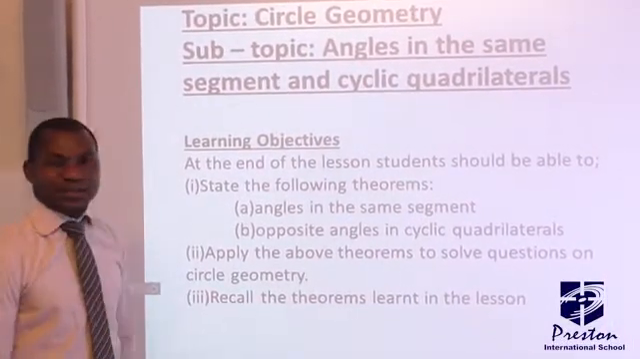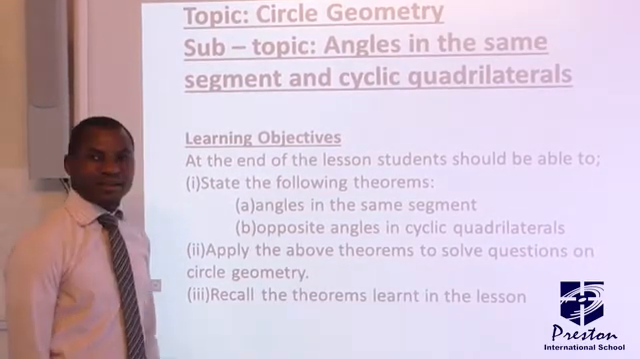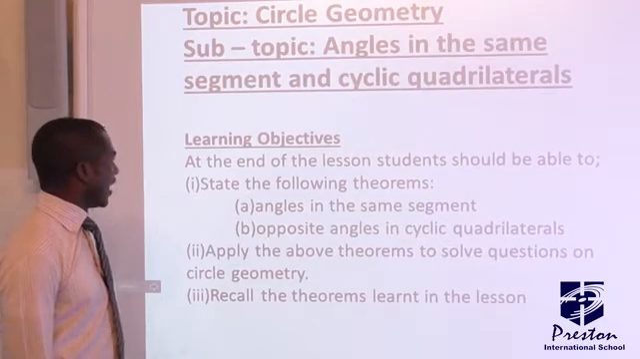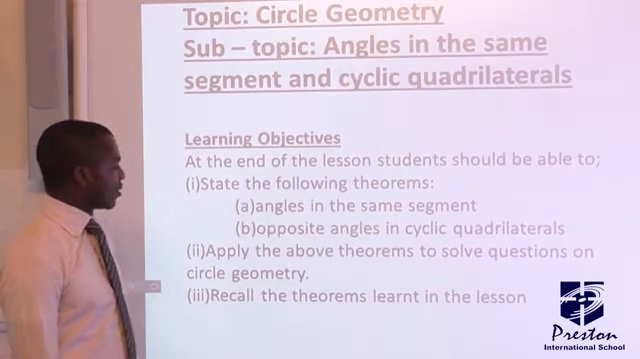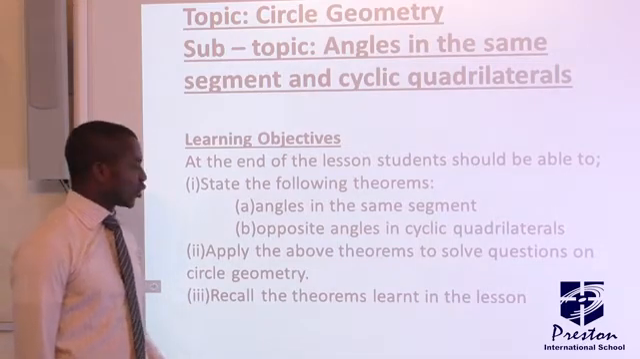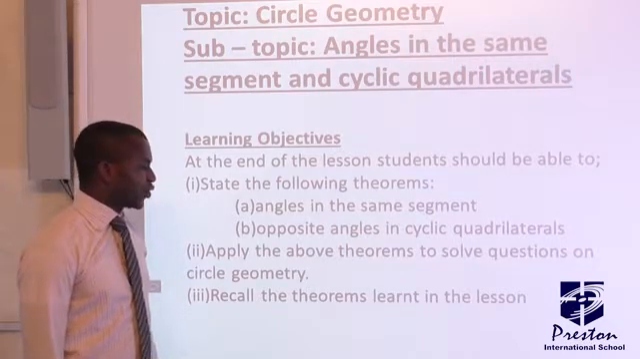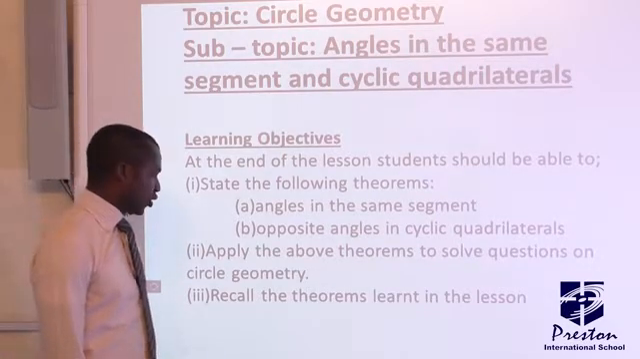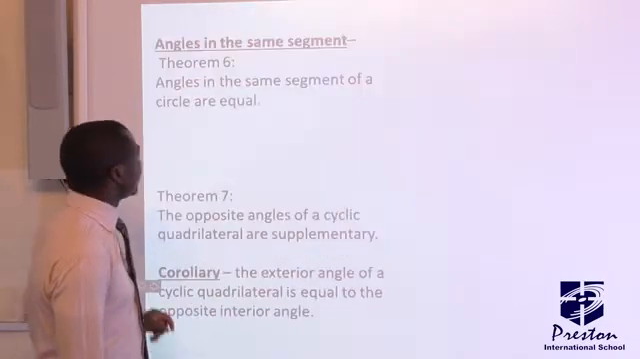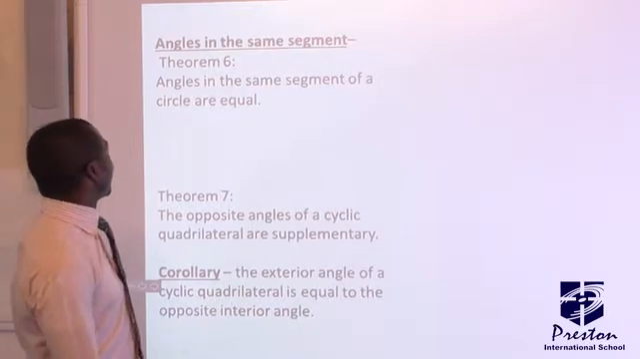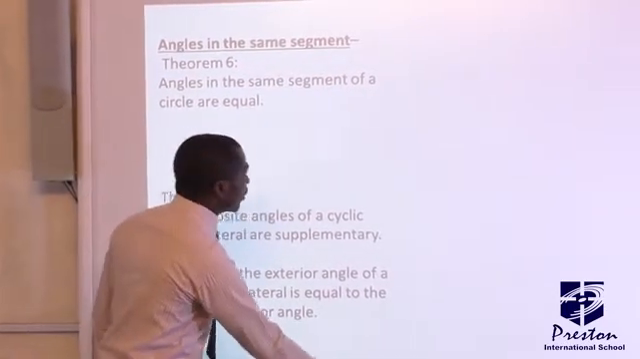Today we'll continue with circle geometry, and we're looking at the subtopic angles in the same segment and cyclic quadrilaterals. At the end of the lesson, you should be able to state the following theorems: angles in the same segment and also opposite angles in cyclic quadrilaterals. Then apply the above theorems to solve questions in circle geometry, and also to recall the theorems learned in the lesson. For this first theorem, we'll be looking at angles in the same segment of a circle are equal.